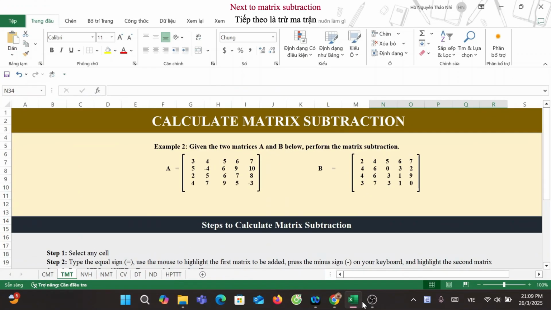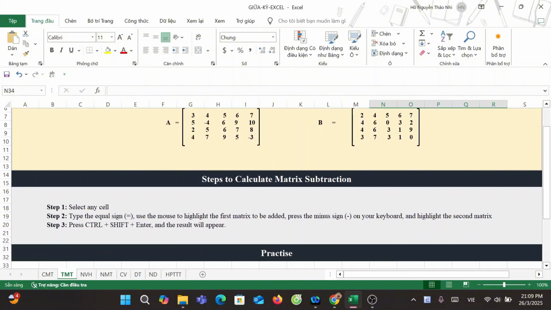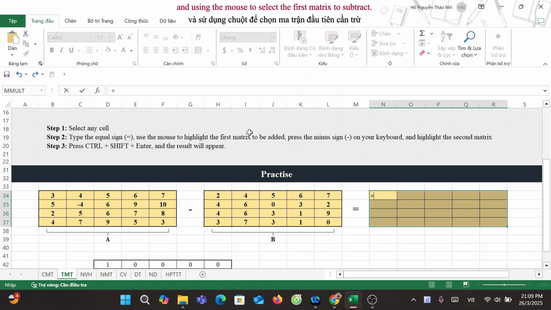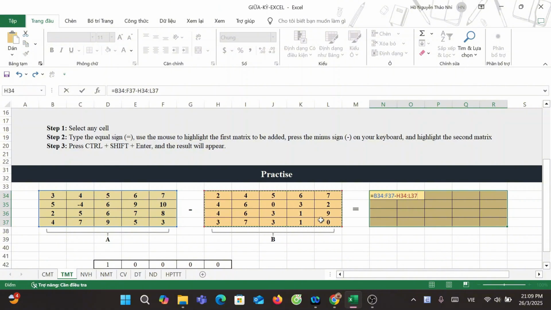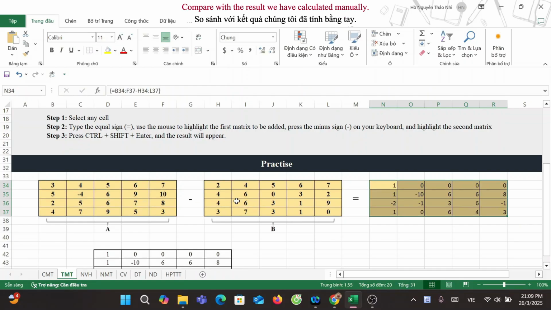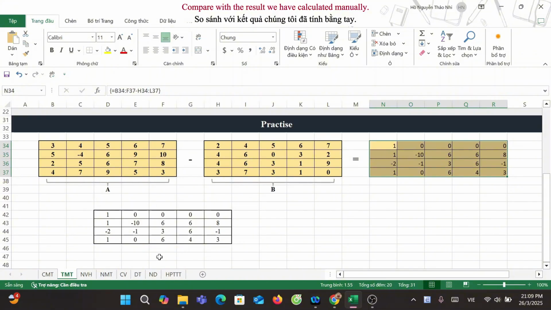Next is matrix subtraction. The procedure for subtracting two matrices is similar to addition. Start by selecting any cell, typing the equal sign, and using the mouse to select the first matrix to subtract. Press the minus sign on the keyboard and highlight the second matrix. Press Ctrl+Shift+Enter at the same time, and the result will show up. Compare with the result we have calculated manually.